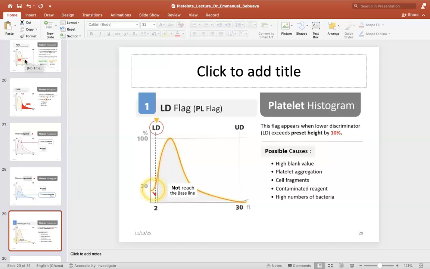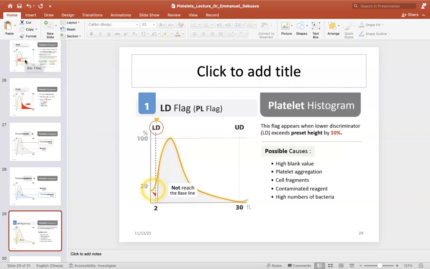Like the background check you have done, there is a lot of noise in the background. There's a lot of particles in the background, perhaps from your reagent, perhaps from a diluent or from something. So that is interfering with the lower discriminator or the origin of the curve. Okay, so you have to troubleshoot that and then get it corrected.